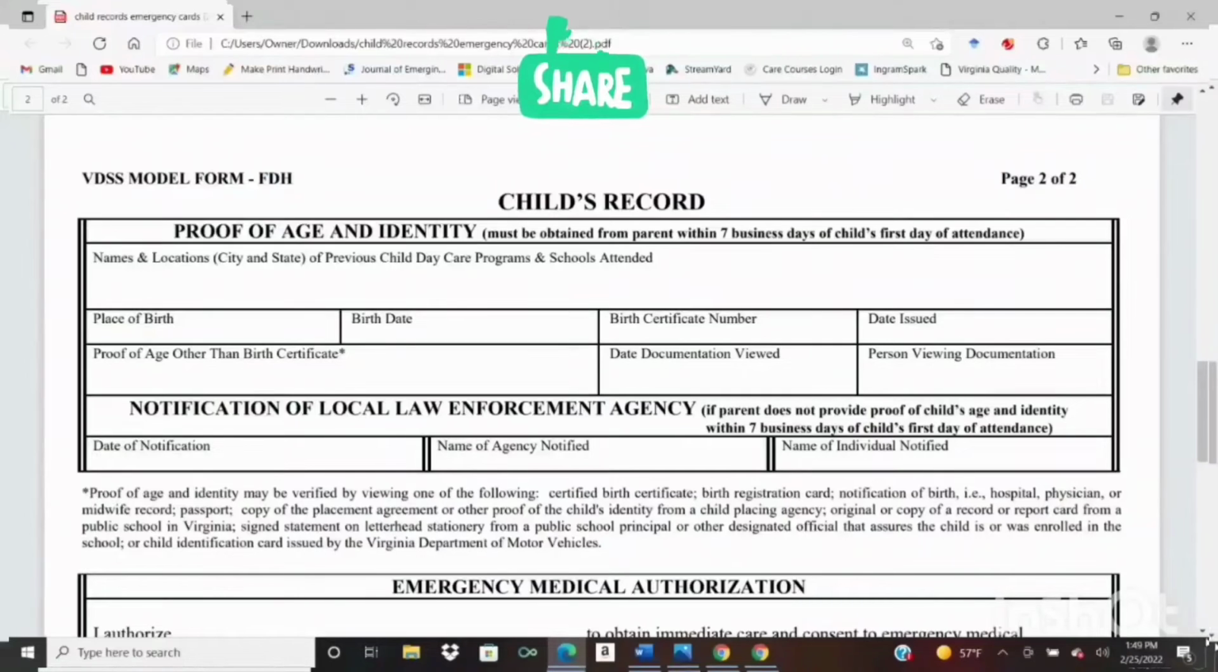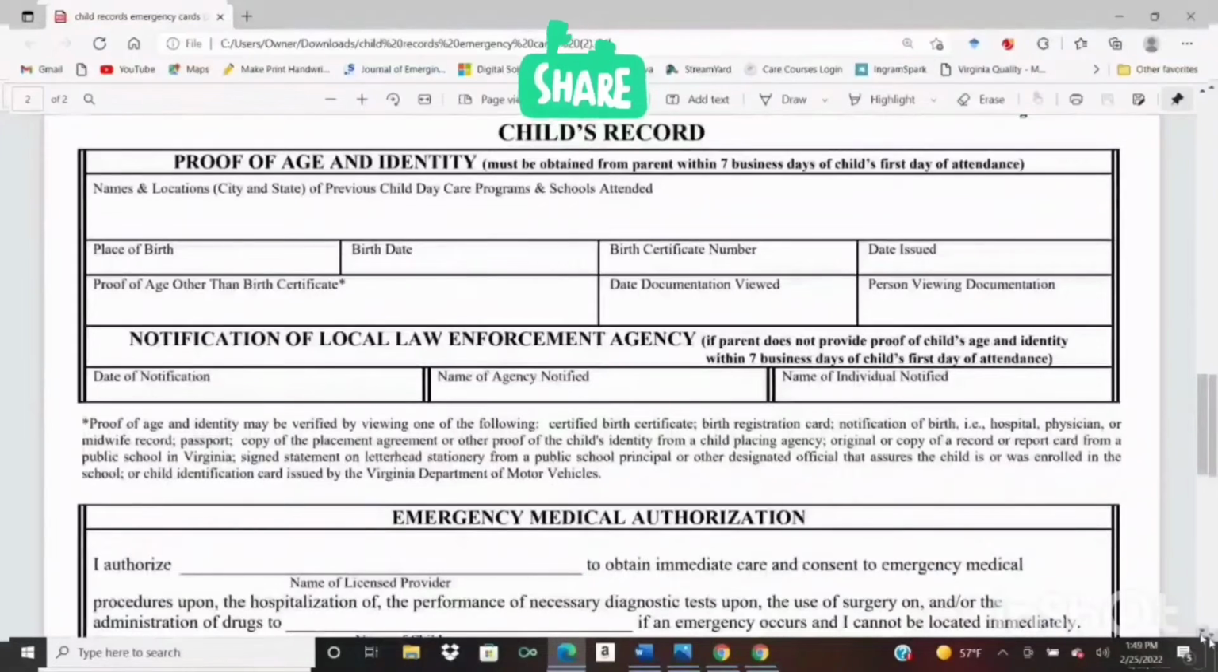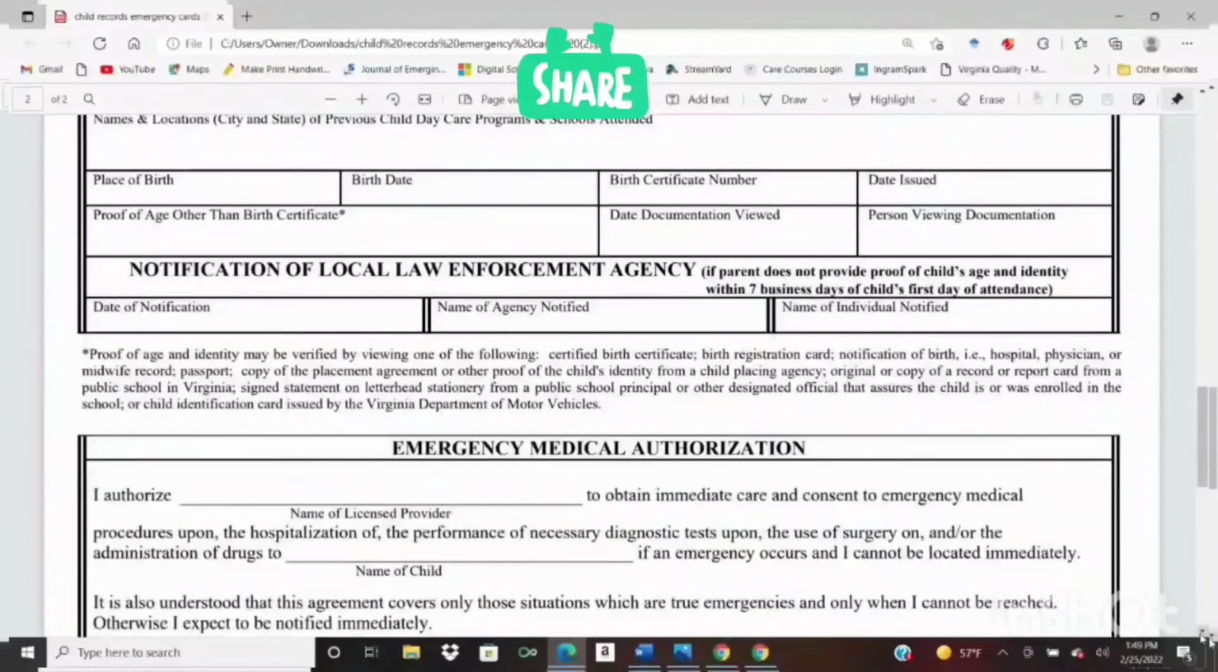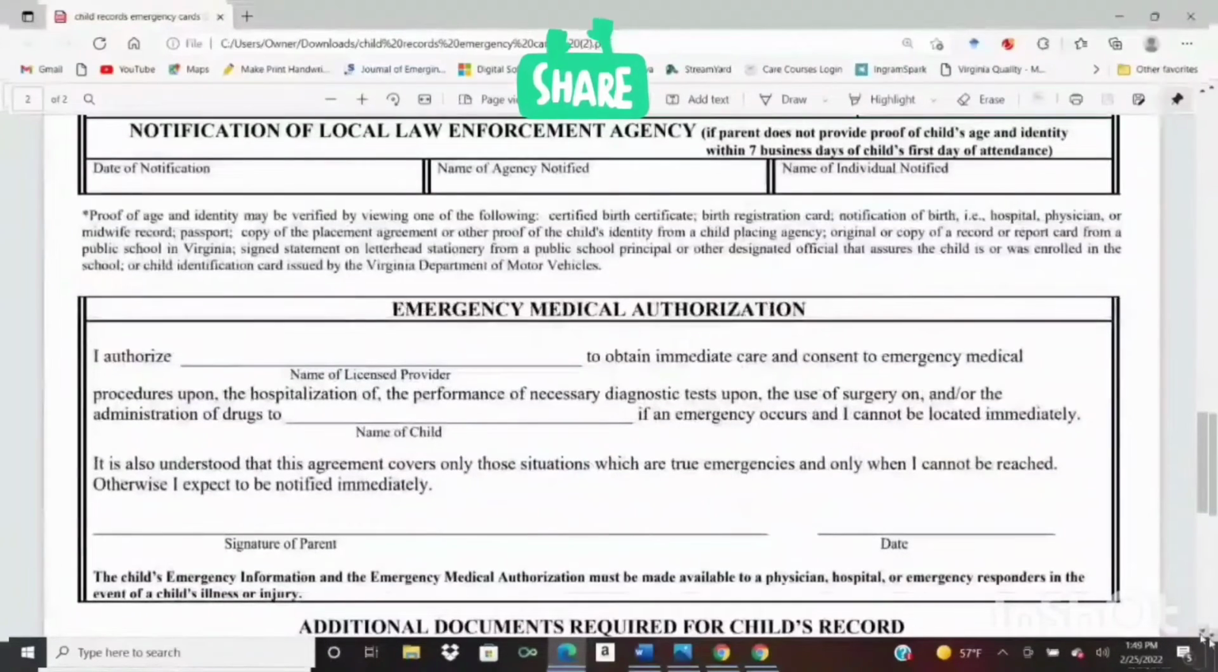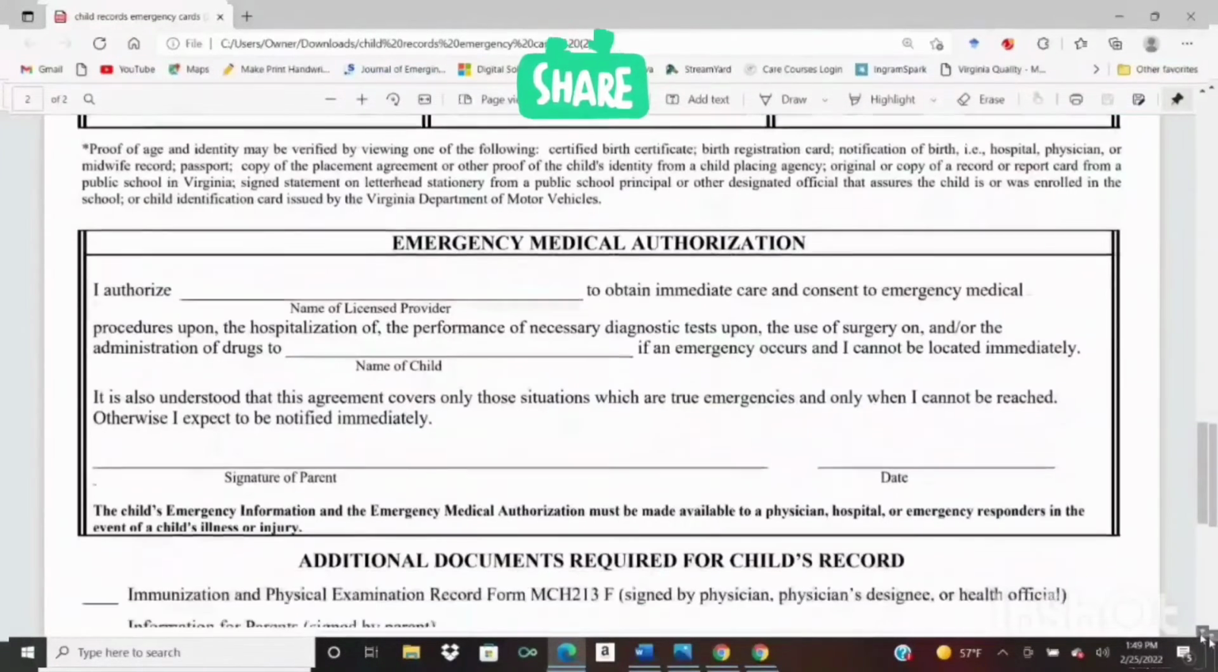Proof of age and identity may be verified by viewing one of the following: certified birth certificate, birth registration card, notification of birth, hospital physician or midwife record, passport, copy of the placement agreement or other proof of the child's identity from a child placing agency, original or copy of a record or report card from a public school in Virginia, signed statement on letterhead stationery from a public school principal or other designated official that assures the child is or was enrolled in the school, or child identification card issued by the Virginia Department of Motor Vehicles.